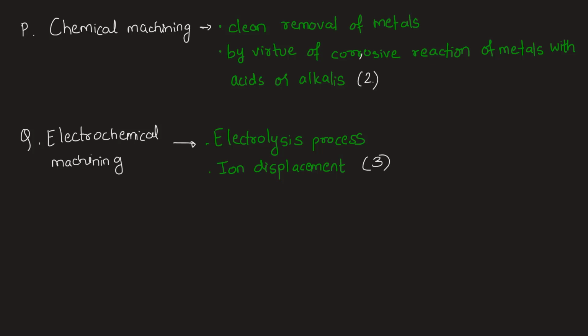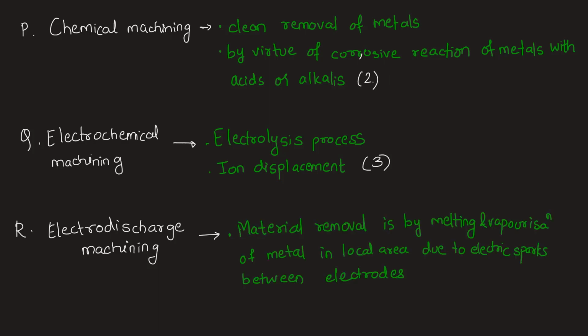Next one, that is R, electro-discharge machining. Here, metal is removed from the work surface by the electric sparks between electrodes, and these electric sparks cause the material to melt and evaporate in that local area on the workpiece. Only in that local area, metal melts and evaporates, and thereby the desired machined product is formed. So the mechanism of vaporization is mentioned in fourth one, and therefore R matches with fourth.